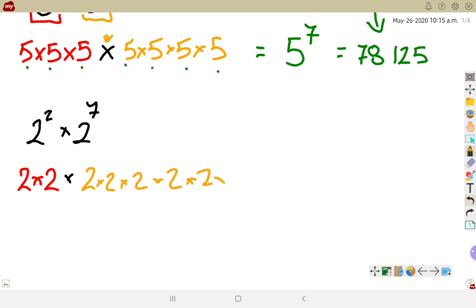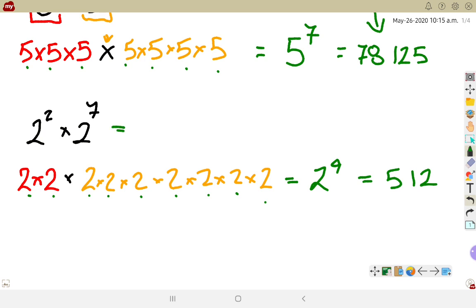I should have chosen one with fewer 2's. Alright, so there's 7 orange 2's. And again, all I'm doing is multiplying in between all of these 2's. So there's 1, 2, 3, 4, 5, 6, 7, 8, 9 of those 2's. And that gives me 2 exponent 9. And 2 exponent 9, if I multiply all those 2's together, is 512.